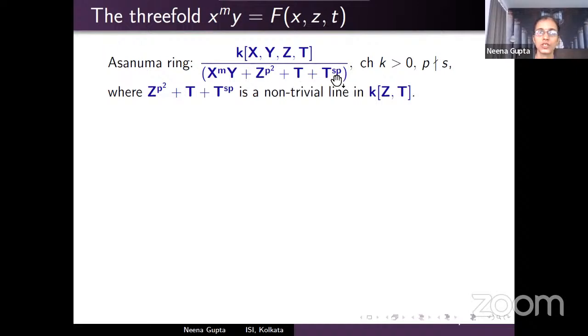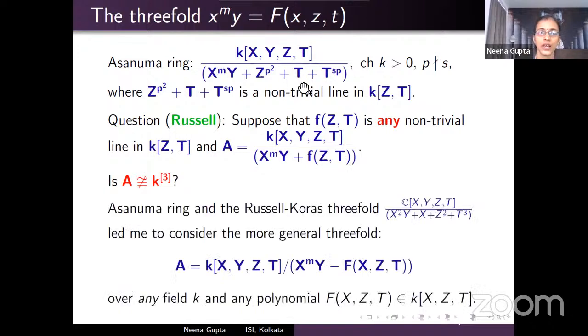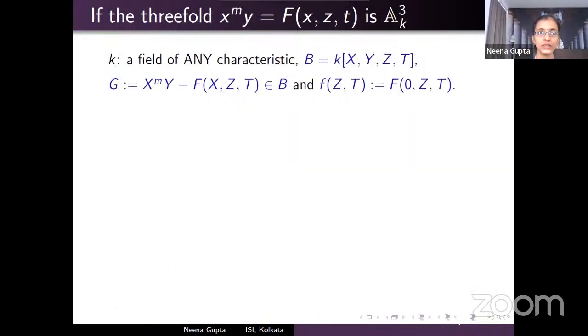This is a non-trivial line, and after receiving my solution for the cancellation problem, Peter Russell asked me: what if you replace this by any non-trivial line? Is your ring A still not a polynomial ring? And what about the Koras-Russell threefold? Both these rings are of the form x to the power m y minus f(x,z,t), and this eventually led me to consider this more general ring, over any arbitrary field k and with a more general polynomial f(x,z,t). So I studied this ring.